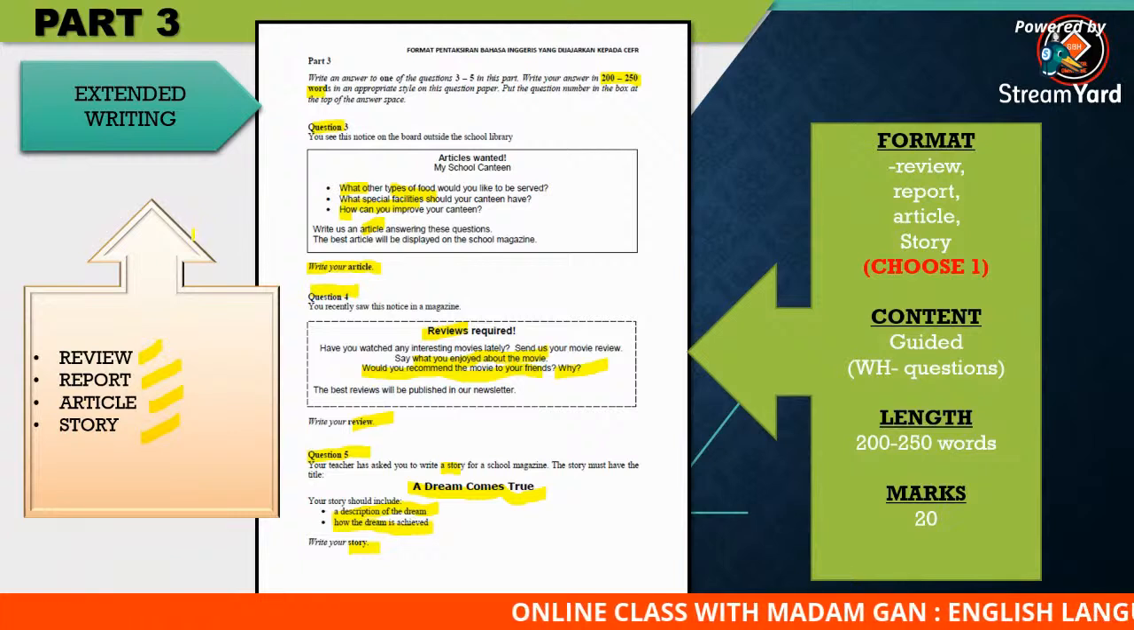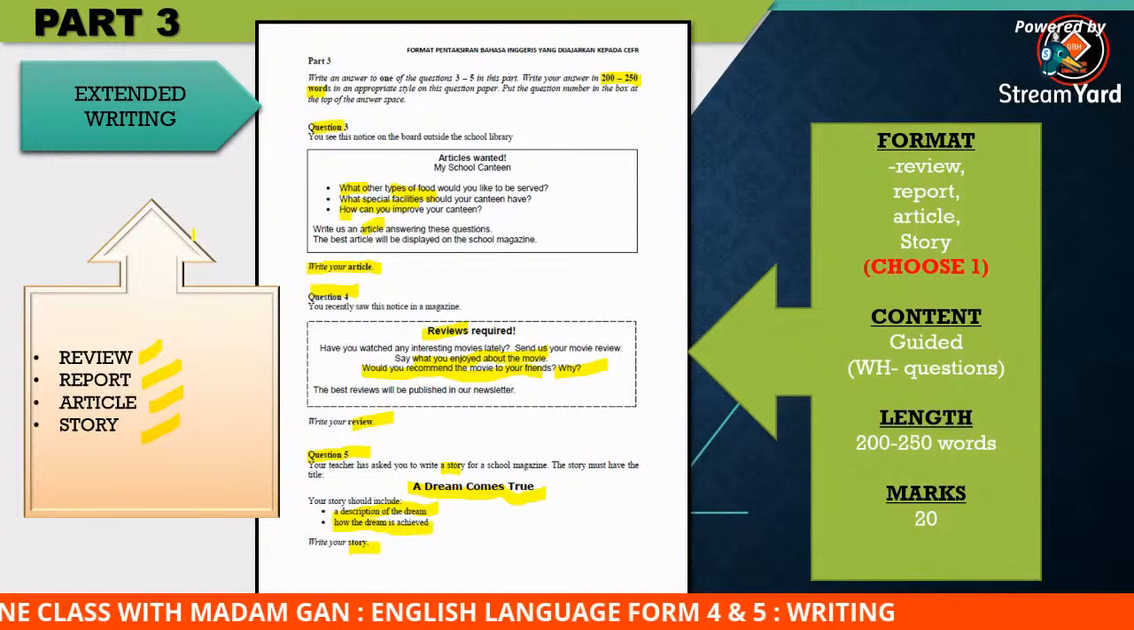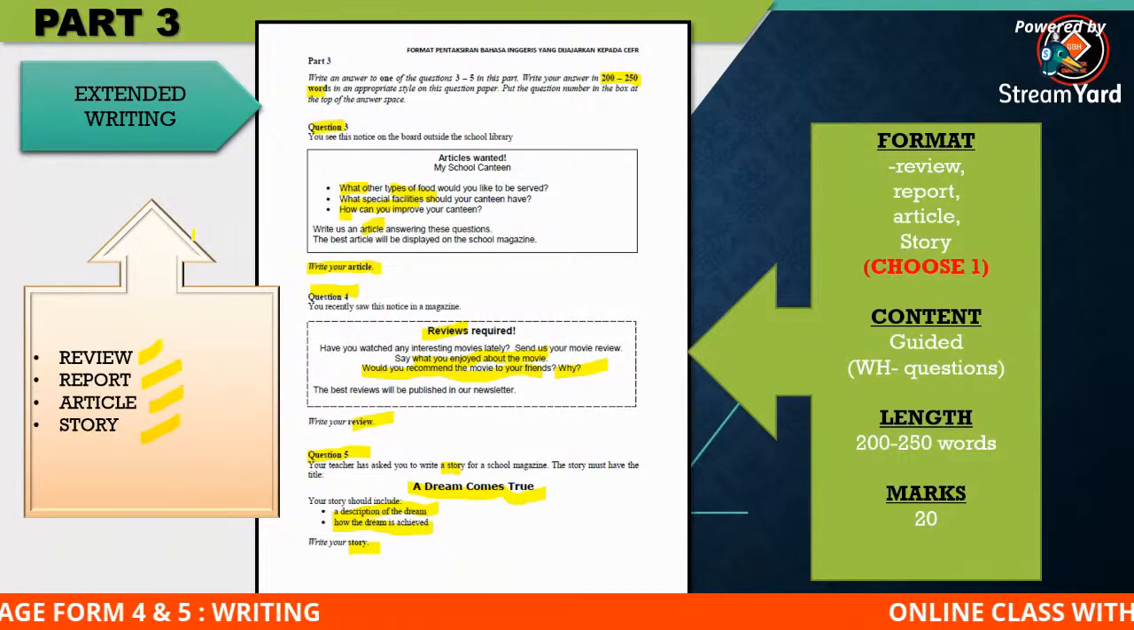So far, do you have any questions? You can write in the live chat there. If you have question, you can write in the live chat there. So these are the 3 parts in the question paper.